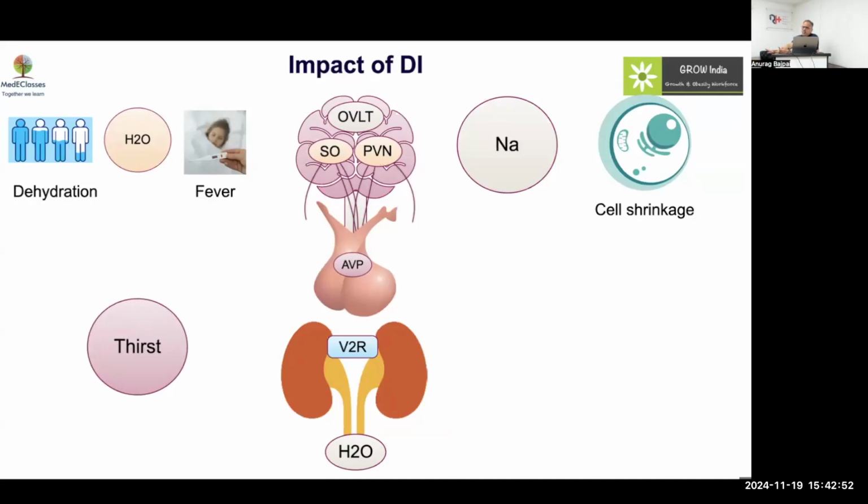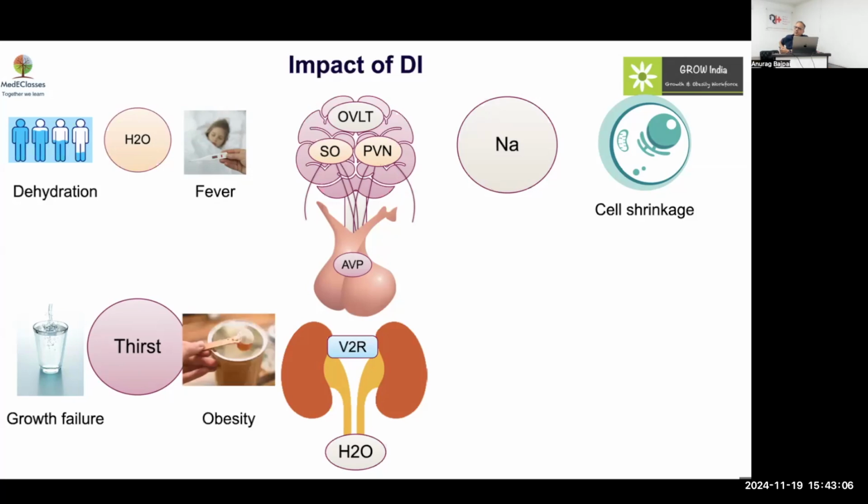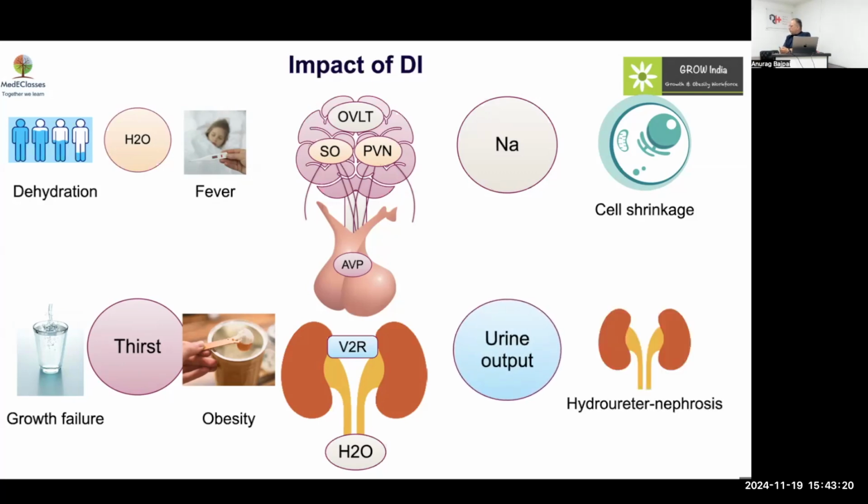The most common manifestation is increased thirst, which everybody will give you, and a typical feature will be that if you are drinking a lot of water, there will be growth failure. But some children I have seen who are drinking a lot of formula feeds will develop obesity. So early onset of obesity may be the first manifestation of a DI. This may also be part of a hypothalamic lesion causing more thirst. Urine output, of course, will be more.